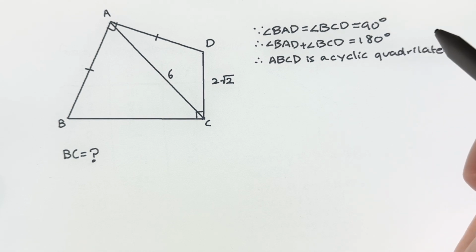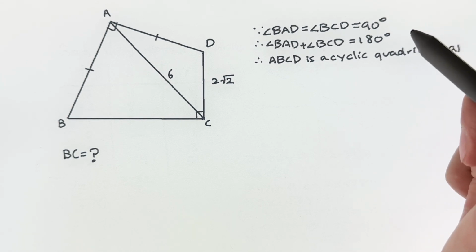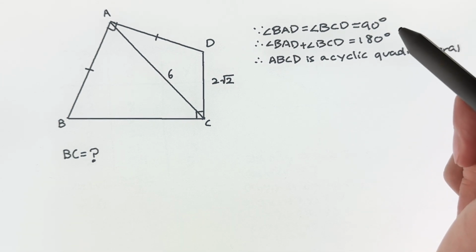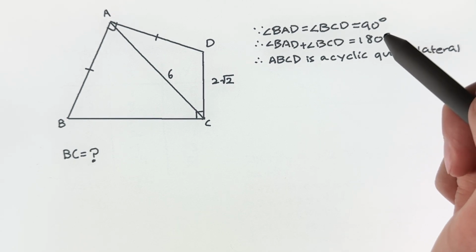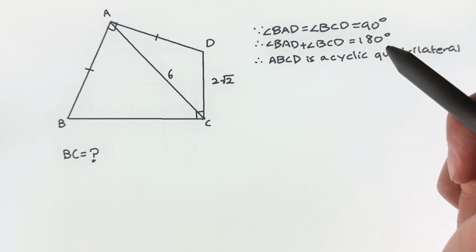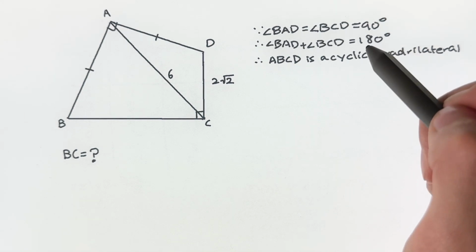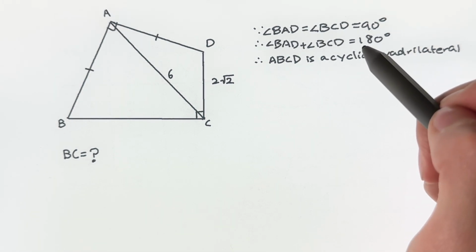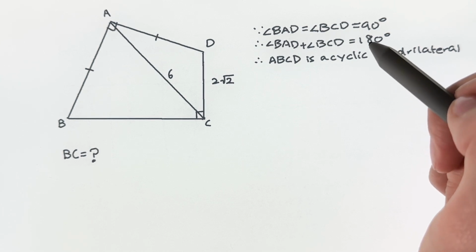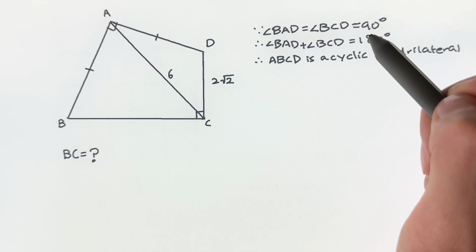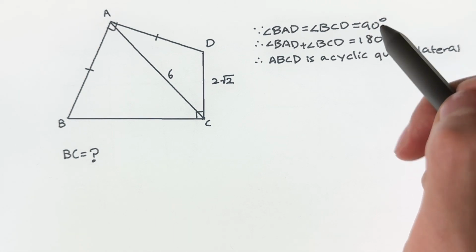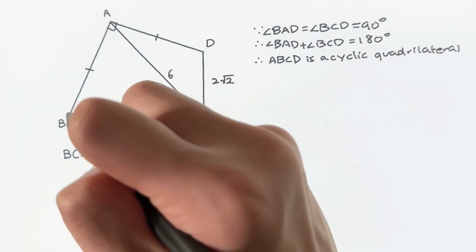Now, to find side lengths using cyclic quadrilaterals, one of the important theorems that we can use is called Ptolemy's theorem, because Ptolemy's theorem gives us the relationship between the diagonals and the sides. But first, we need to construct a helping line, because Ptolemy's theorem requires two diagonals. So we need to connect BD.